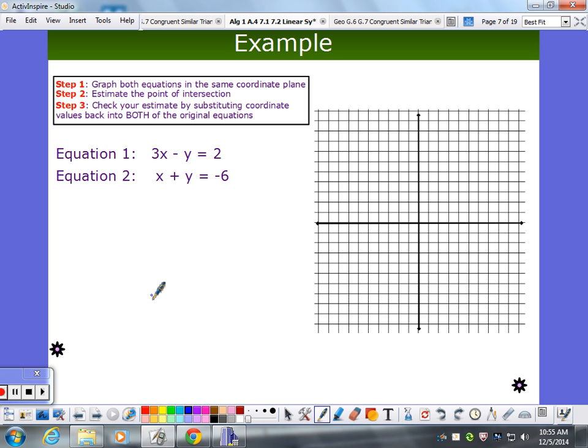So here's an example that's on your paper here. So we're going to find the solution to this linear system. So step 1 says graph both lines. So let's see, if I want to graph 3x minus y equals 2, what method should we use? Remember, we got several different ways to graph a line. I think that one's the easiest. So what's the problem though with this?